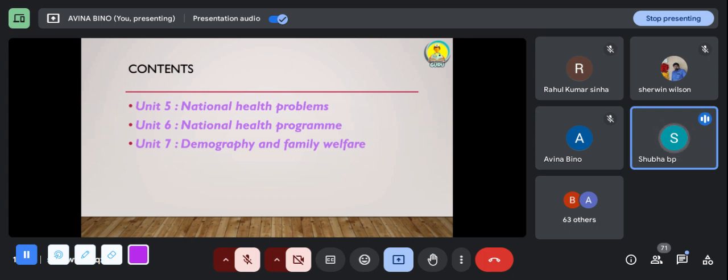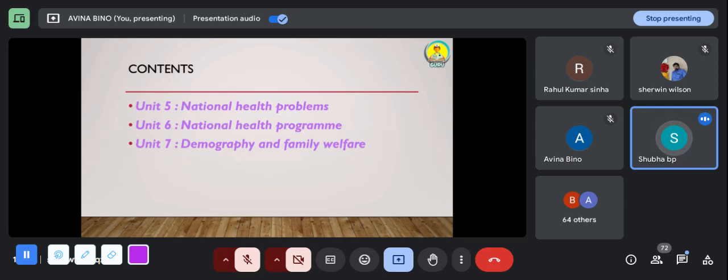And coming to unit 7, you are going to study demography and family welfare. Family welfare means sometimes we have to increase the population, and sometimes we have to decrease the population. You all know, if the population increases, there is the chance of unemployment, poverty, and so many problems will arise in our country. If there is no population, then also it will be a problem. So it should be managed in proper ratio.